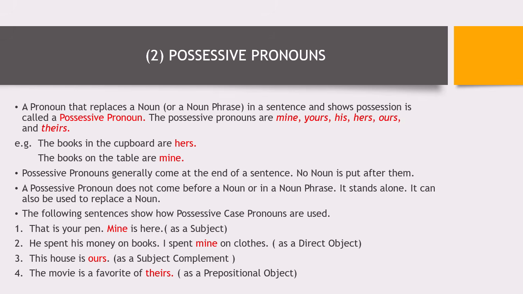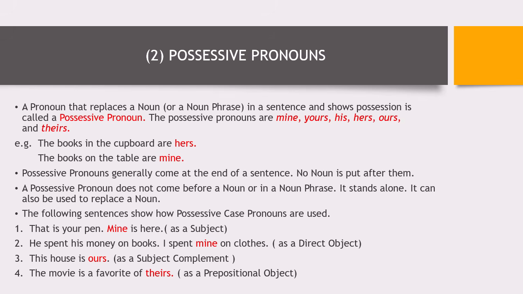Possessive pronouns generally come at the end of a sentence. No noun is put after them. A possessive pronoun does not come before a noun, or in a noun phrase. It stands alone. It can also be used to replace a noun. The following sentences show how possessive case pronouns are used. That is your pen. Mine is here.